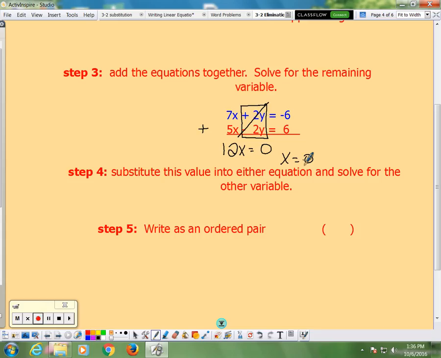Step 4 says I have to substitute that value, that 0 that we just got, back into one of the equations. It doesn't matter which one. So just because blue is on top, I'm going to plug it back into blue. 7 times 0 is 0, so I have 2y equals negative 6. When I divide that, I get y equals negative 3. Last step, must write as ordered pair, so it's 0, negative 3, which agrees with everything we just got on the first two examples. And I'll review.